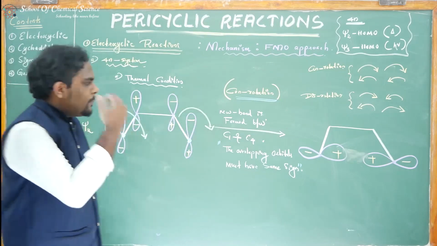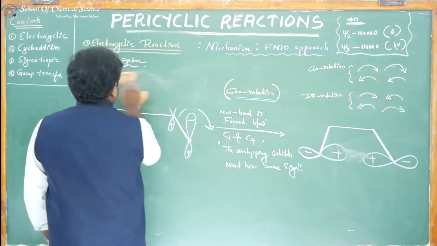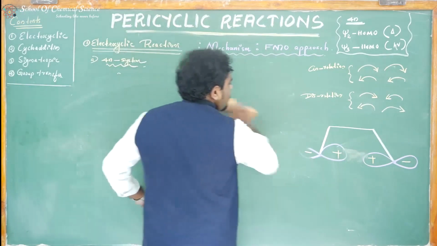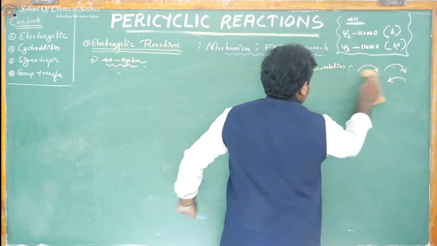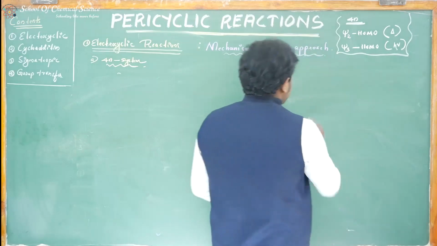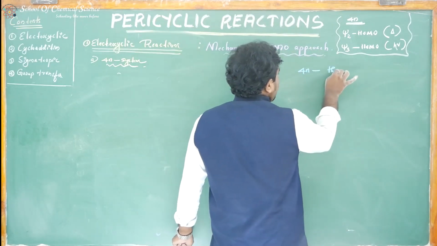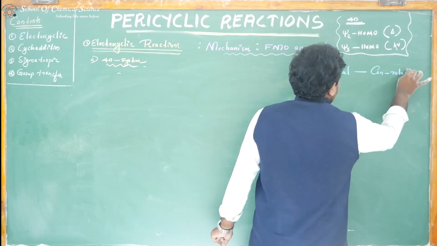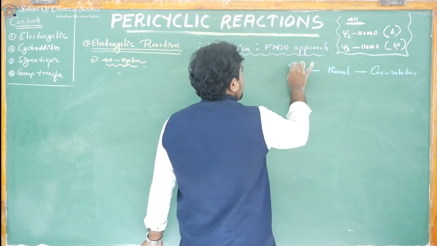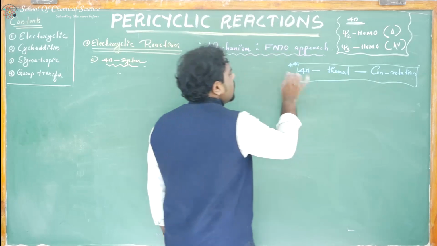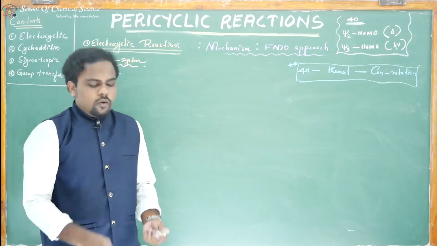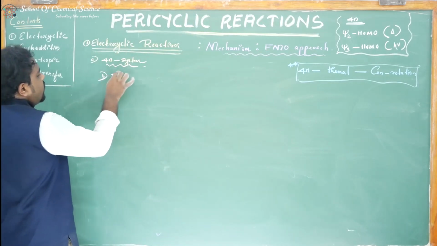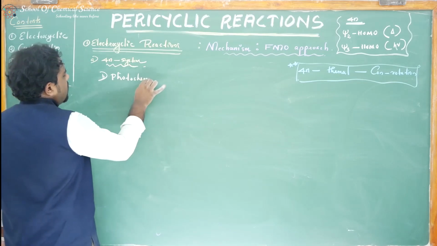Okay. So what is the summary? 4n system, thermal condition for bond formation, conrotation. Very, very important point. Finally, I will give you a chart. 4n thermal con. Now we have to discuss the photochemical condition. So B, photochemical condition.